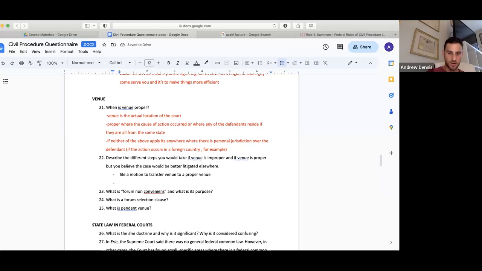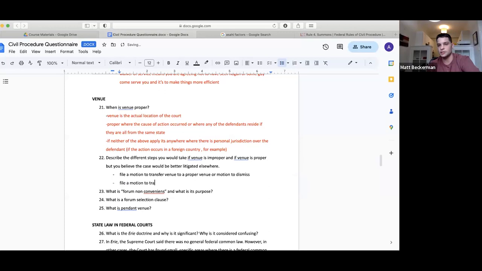That's generally because the witnesses are there, they don't have to travel, the evidence is there. So how would you do that? I think there's just a motion to transfer venue. Yeah, same thing, right? And if it's improper, I think you can do a motion to transfer, or you could just dismiss the case and file it again somewhere else. Dismiss, right? That makes sense. I guess you can dismiss a proper venue case too, but it's easier to just do the motion. And explain why.